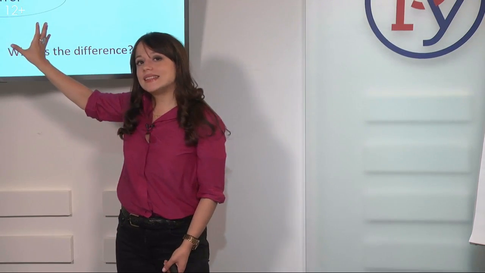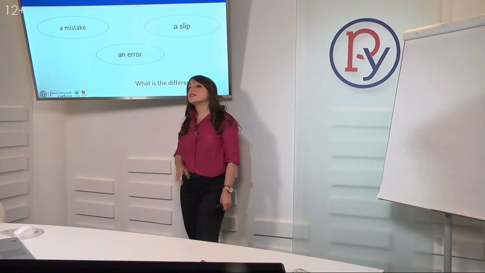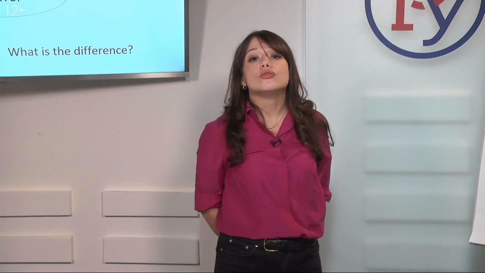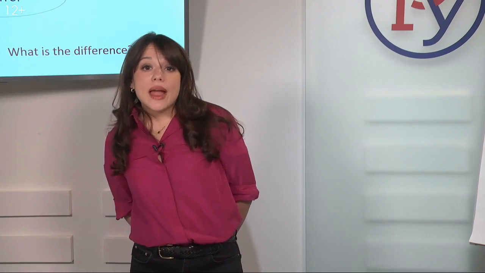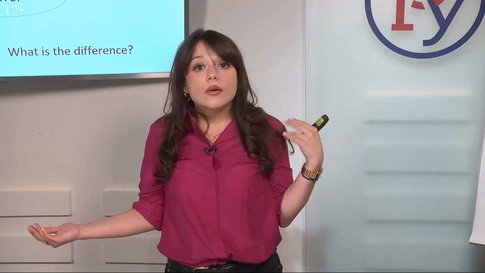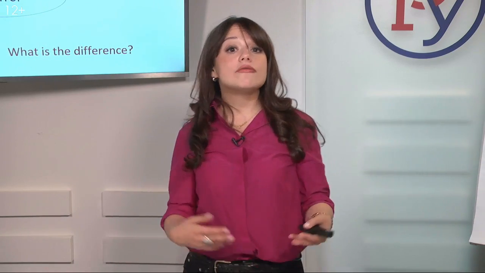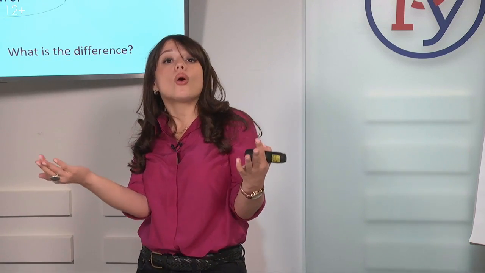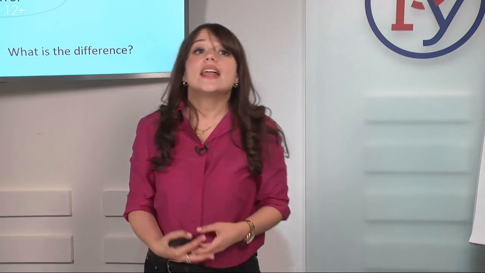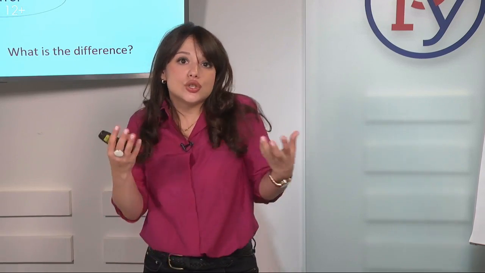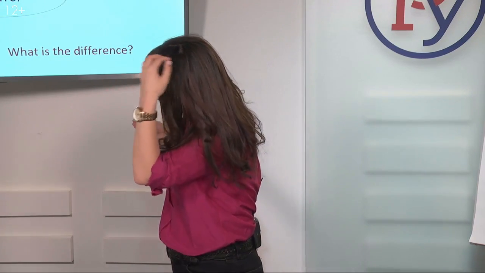Now let's have a look at an error. An error is a very specific type of mistake, and an error usually stems from a lack of knowledge. An error is made when our student probably has never heard this or that rule, right? Or has never said this or that thing before in the English language, and they simply do not have sufficient language resources to do that. That's why they make this mistake.